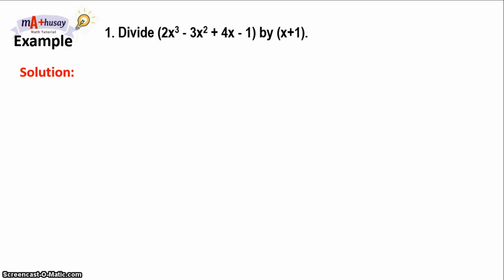To do this, we have to take first the divisor and equate it equal to 0. Now this time, we solve for the value of x. In this case, the value of x will be equal to -1.